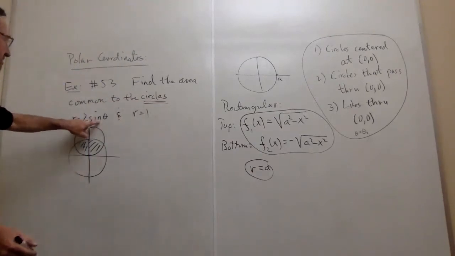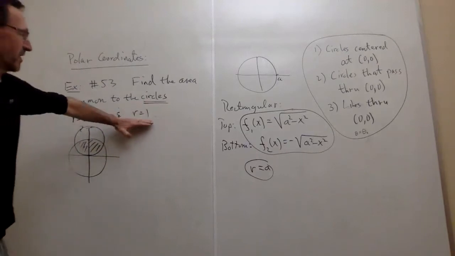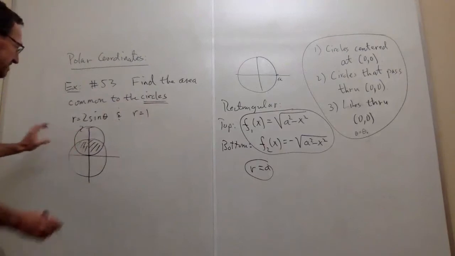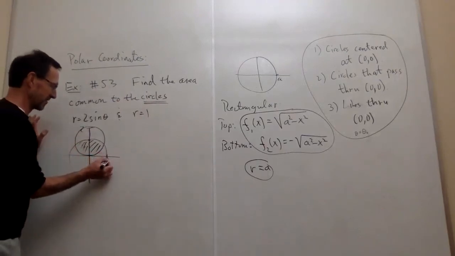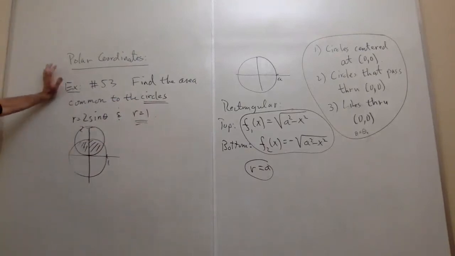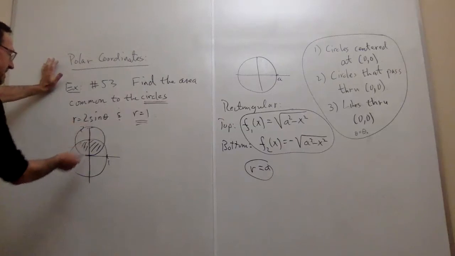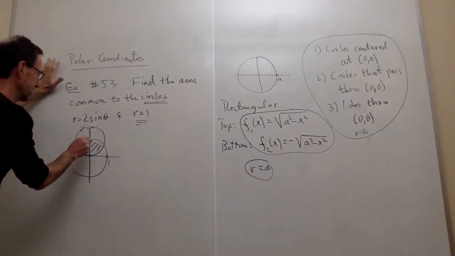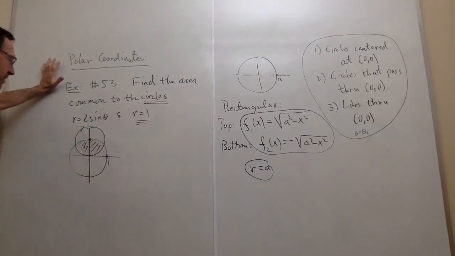The first one is r equals 2 sine theta. The second one is r equals 1. The second one is obviously a circle. We talked about it over there. It's a circle of radius 1, centered at the origin. The constant r function is a circle centered at the origin. Not quite so obvious, but r equals 2 sine theta is also a circle. It's centered at the point 1, 0, and it has radius 1 as well.